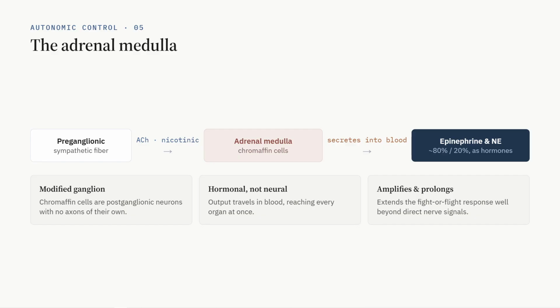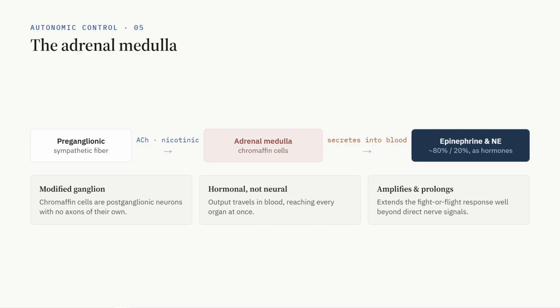The adrenal medulla is a beautiful, special case. Think of it as a modified sympathetic ganglion. Normally, a sympathetic preganglionic fiber synapses onto a postganglionic neuron that reaches an organ. But here, that same preganglionic fiber, using acetylcholine on nicotinic receptors, just like everywhere else, synapses onto the chromaffin cells of the adrenal medulla. These cells are basically postganglionic neurons that never grew an axon. So instead of signaling one organ, they dump their chemicals, mostly epinephrine, some norepinephrine, straight into the bloodstream as hormones.